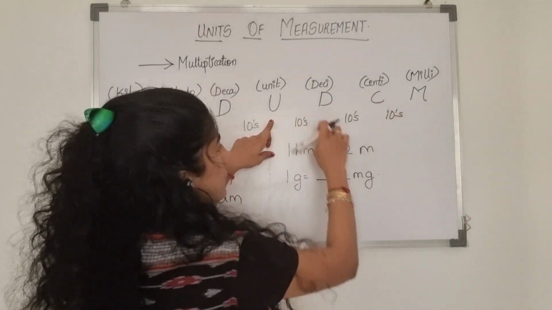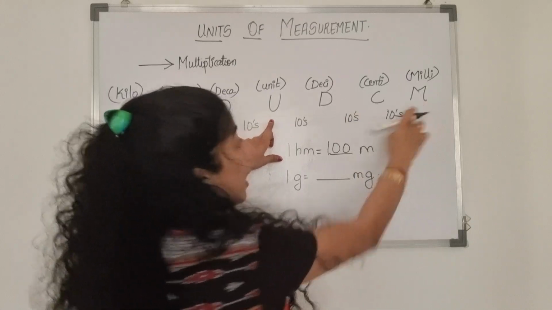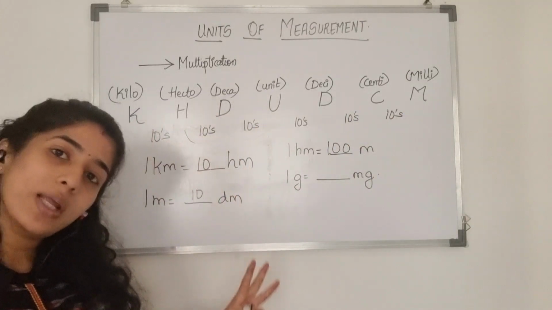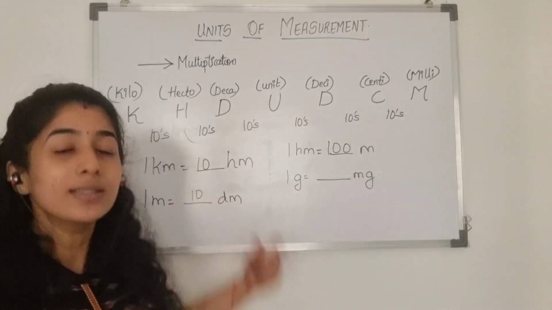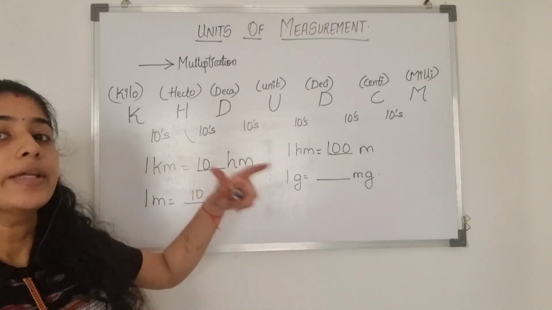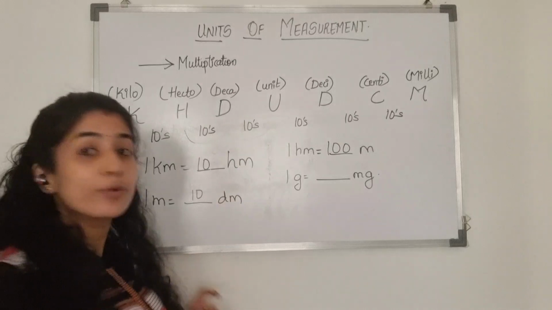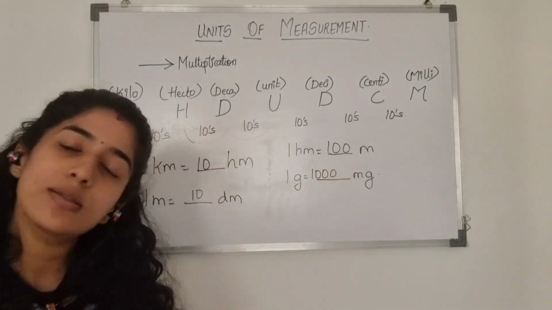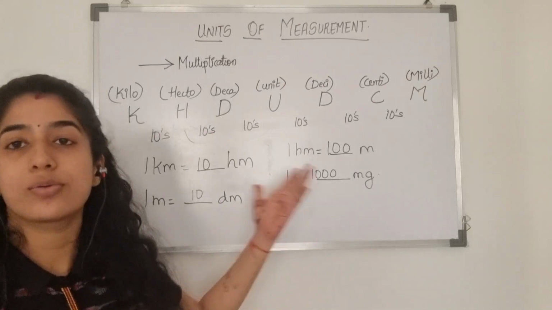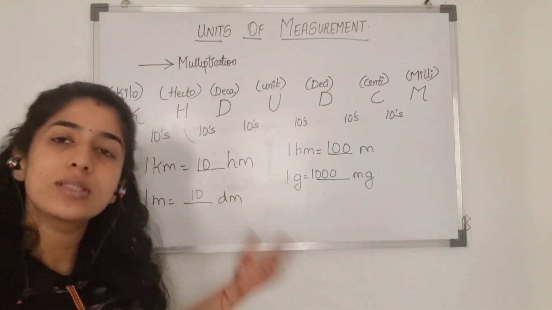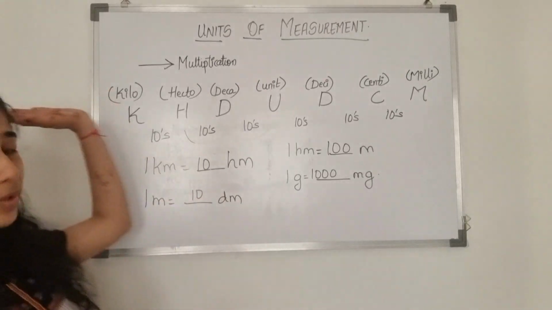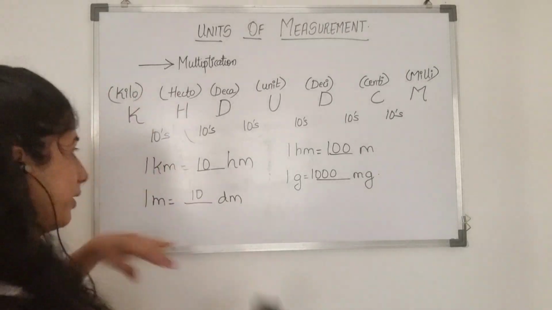So one step, second step, third step. How many tens am I covering? I am covering 3 tens. It means I am going to multiply 10 into 10 into 10, which will give me the answer 1000. So my answer will be 1 gram is equal to 1000 milligram. So with this you will be able to remember the conversion. Now this is when I am going for the conversion from left to right.